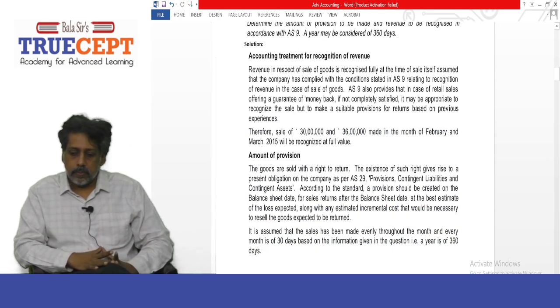So, accounting treatment for recognition of revenue. Revenue in respect of sale of goods is recognized fully at the time of sale itself.